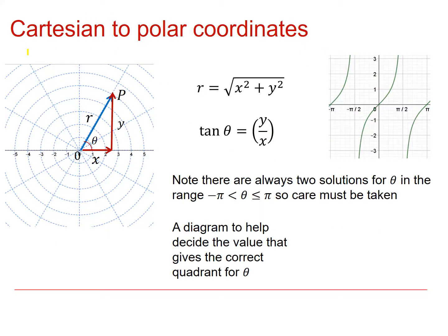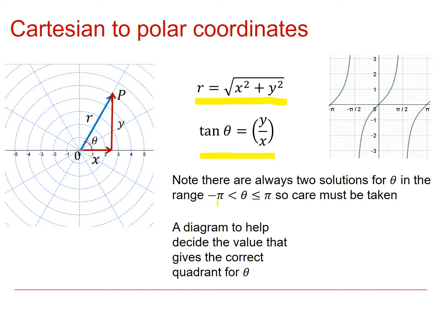What about Cartesian to polar coordinates? Well, if we've got it in Cartesian form, so we know these two values, x and y, then we want r, which is the hypotenuse, and this angle theta here. Well, r we're going to get from Pythagoras, root x squared plus y squared, and theta we're going to get from this expression, tan theta is y over x, so theta will be the inverse tan of y over x.